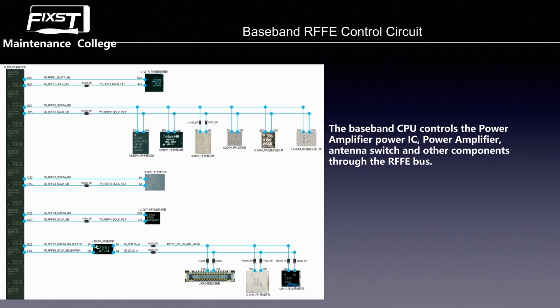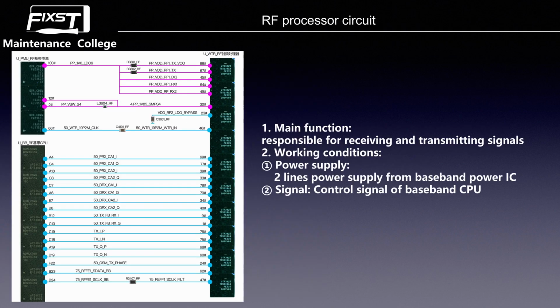Now we're going to talk about the RF processor circuit. The main function of the RF processor is to be responsible for receiving and transmitting signals. When the RF processor is working normally, it also has 2 working conditions. One is power and the second is signal. The power is from the baseband power IC. It has 2 power supplies.